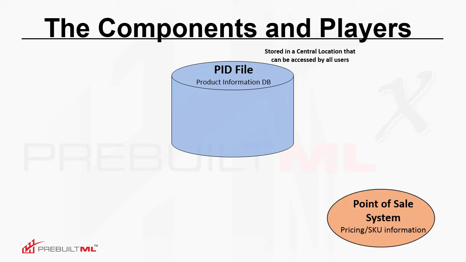A second component that's a key part is your point of sale system, or the files or means or method that you use to store the pricing information for your business.